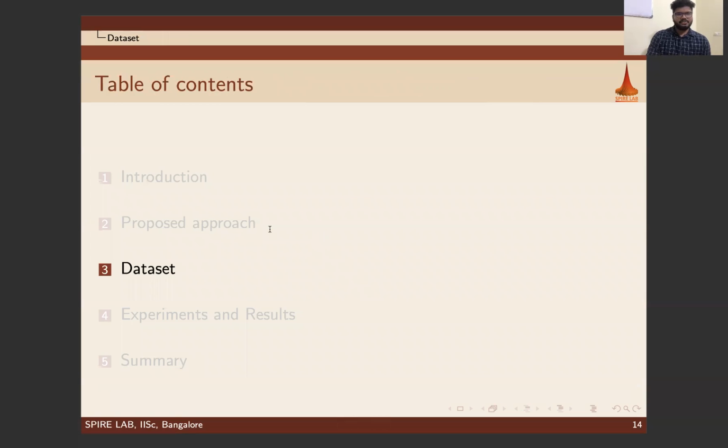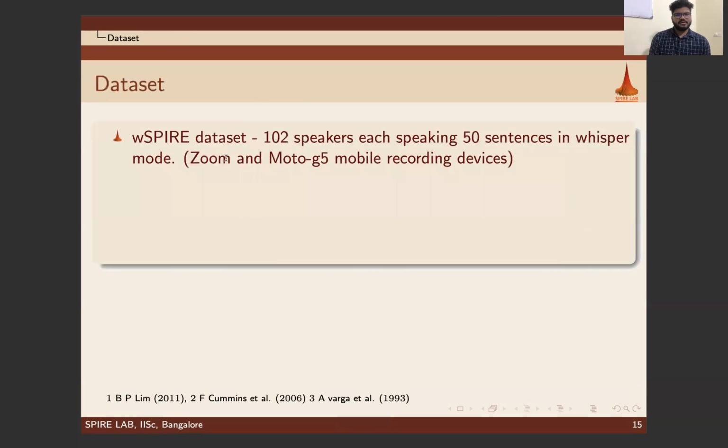So to give details about the dataset, first we consider the Double Spy dataset, which contains 1 or 2 speakers, each speaking 50 sentences in whisper mode. Even though all the datasets we consider have both neutral as well as whisper speech parallel recording, we consider only whisper speech data for these experiments.